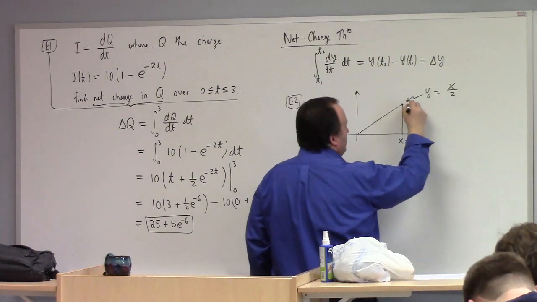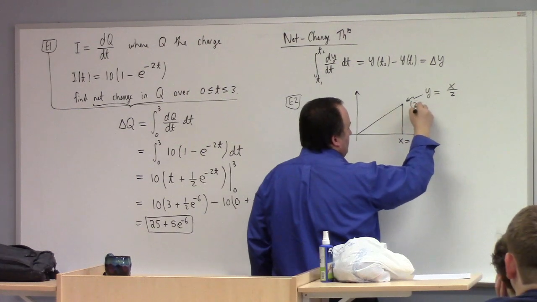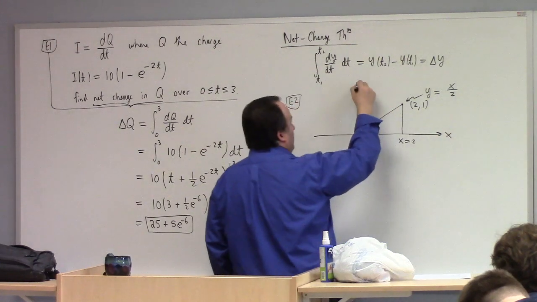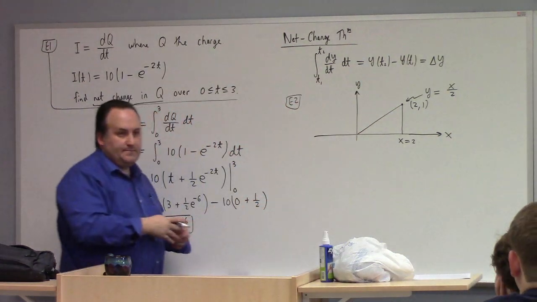What's that? 2, 1? So you're saying the y coordinate was 1. I agree. All right, so that's a region, right?